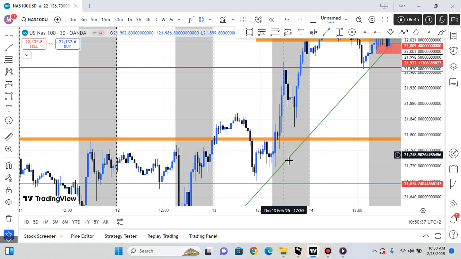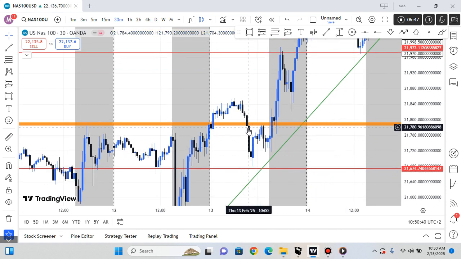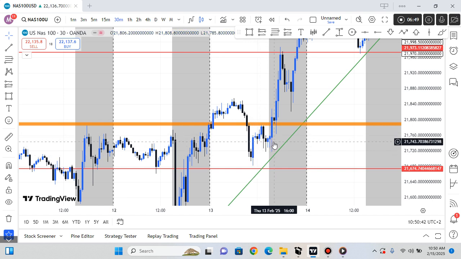This was so beautiful. Look at what happened before the sessions open. It breaks here, it plays around, it plays until the New York open at 3 o'clock, and then at 3:30 that is when it breaks here. The moment it breaks here, you know very well that today there is no other option. We are buying just because it has already broken here.